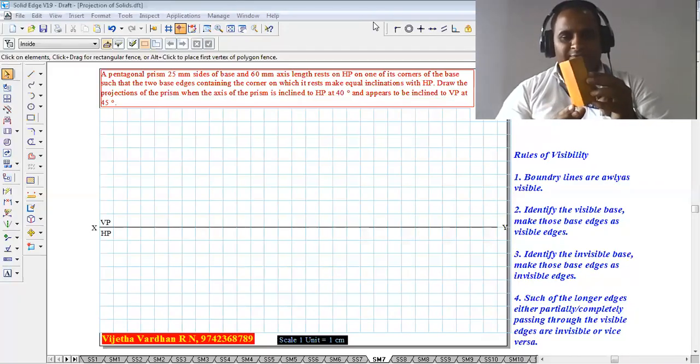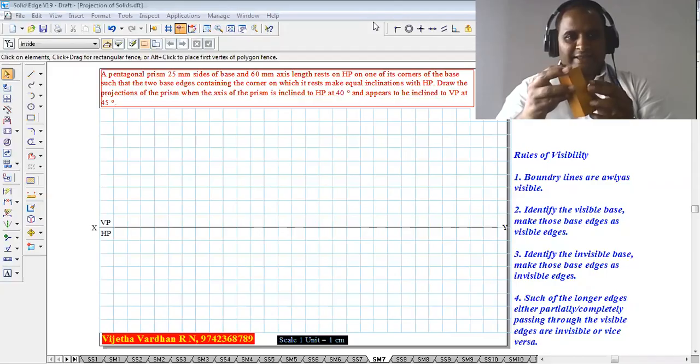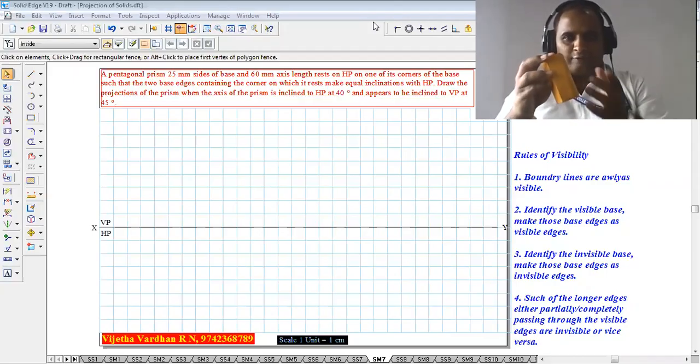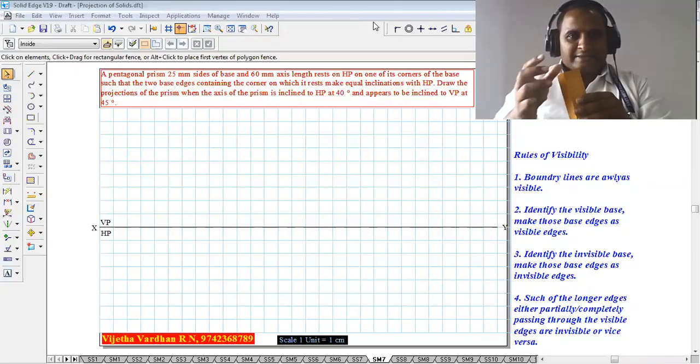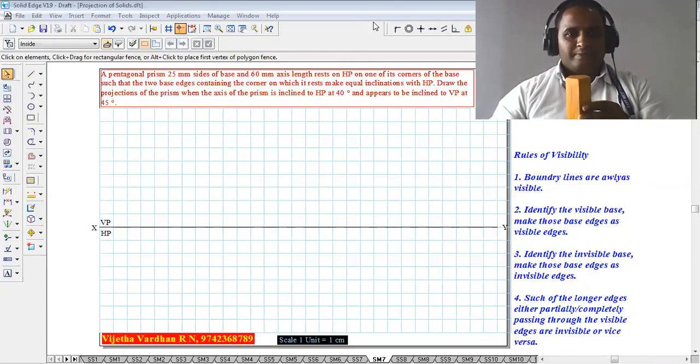It is to be rotated first in the clockwise direction so that it is resting on a corner, and then the axis is inclined with respect to HP at an angle of 40 degree. This inclination is 40 degree, and then the axis appears to be inclined, that is the beta angle is given as 45 degree. Now let me show you how to solve the problem stage by stage.